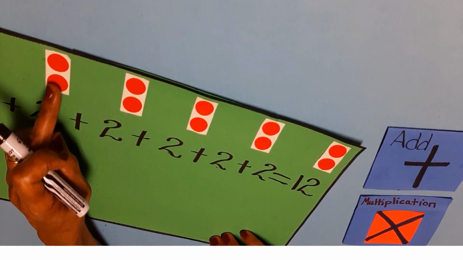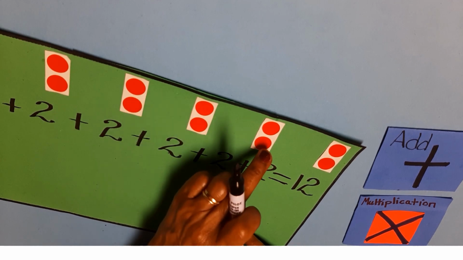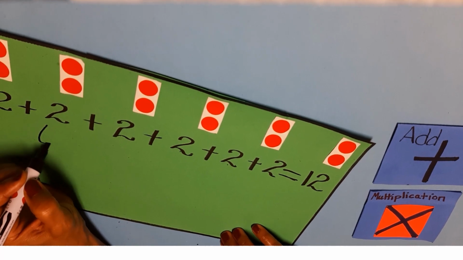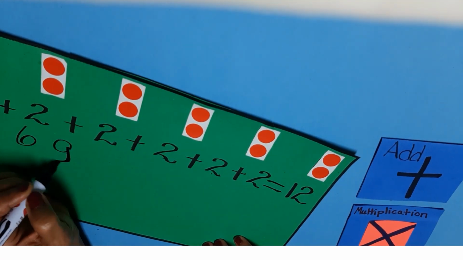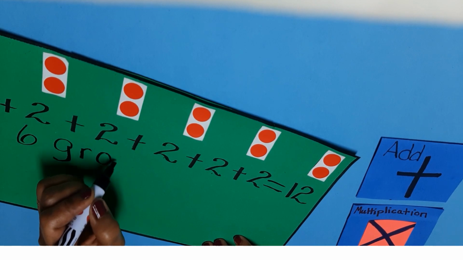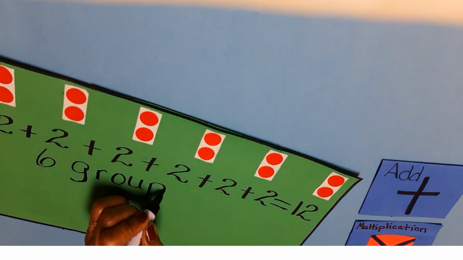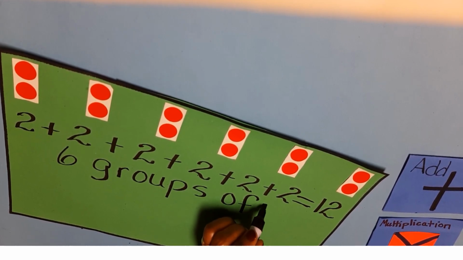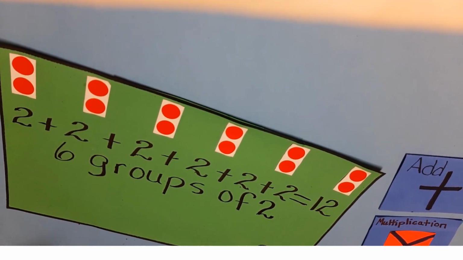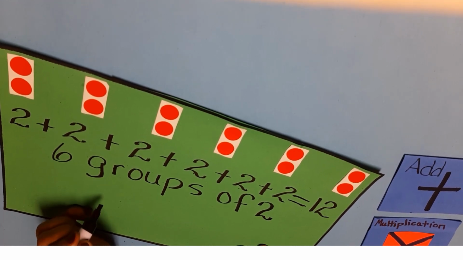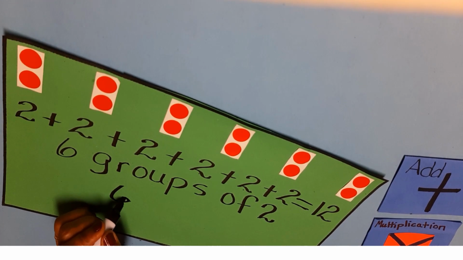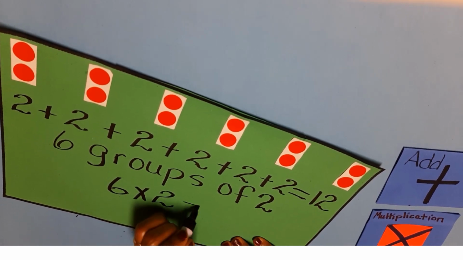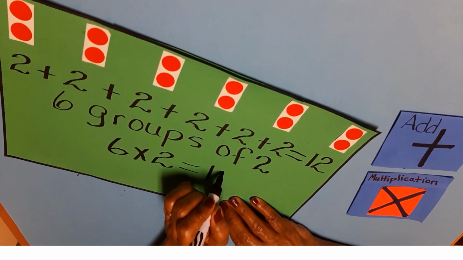So another way we can write this, we can also look at how many groups we have here. 1, 2, 3, 4, 5, 6. So we can say we have 6 groups of 2's. We can put our 2 here. Or we can write it another way again. We can say 6 times 2 equals 12.